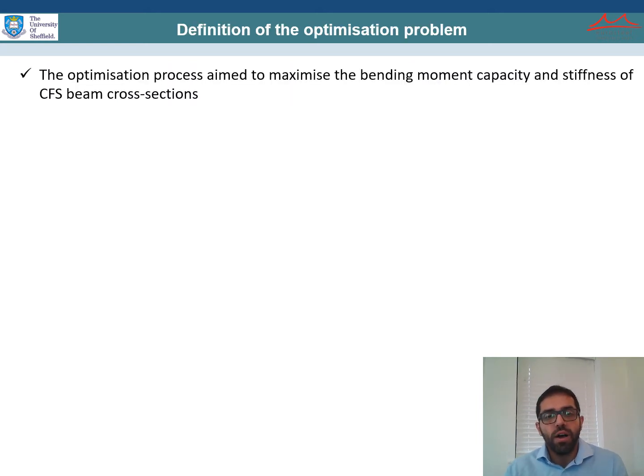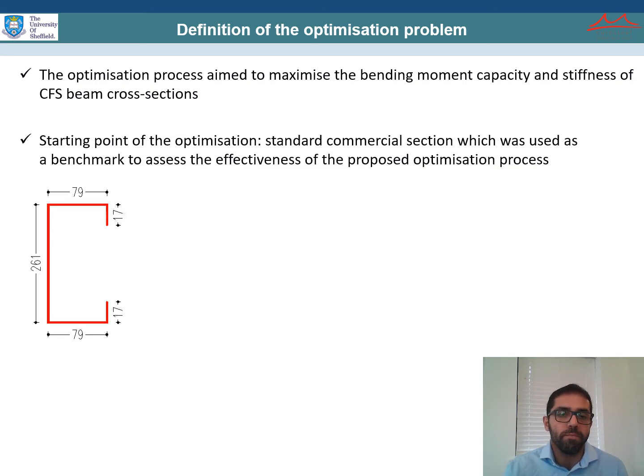Okay, now let's define the optimization problem. The optimization process aims to maximize the bending moment capacity and stiffness of the cold form steel beam cross sections in this study. The starting point of the optimization was taken as a standard commercial section, and this commercial section, as you can see in the picture, will be used to assess the effectiveness of the proposed optimization process.